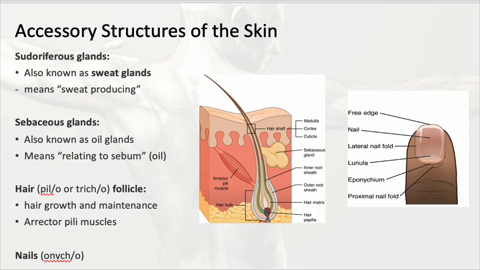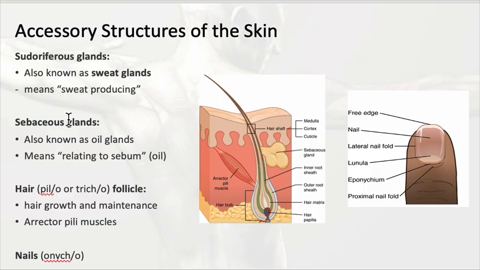Now let's talk more about the accessory structures. So we mentioned the sweat glands. These are also referred to as sudoriferous glands. Sudoriferous just means sweat producing. So they produce sweat to cool the body.